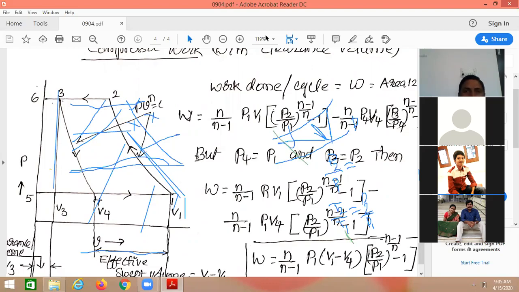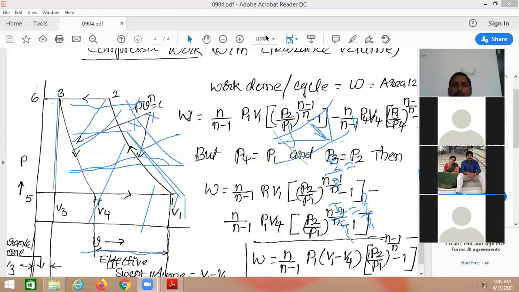Area occupied by the 1, 2, 3, 4, 1 cycle. How do we get it?